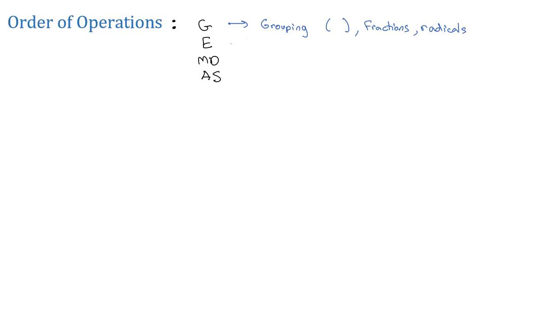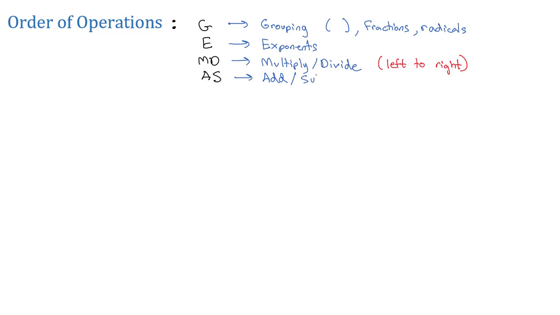After we've simplified any groupings, then we'll go back and simplify any exponents. After we've simplified any exponents, we'll simplify any multiplication or division. But I want to be careful. Multiplication and division is done left to right, which means sometimes we'll divide before we multiply, and other times we'll multiply before we divide. And finally, we'll finish off with addition and subtraction. And just like multiplication and division, we're going to do that from left to right.